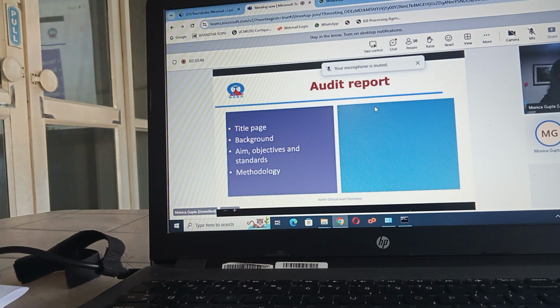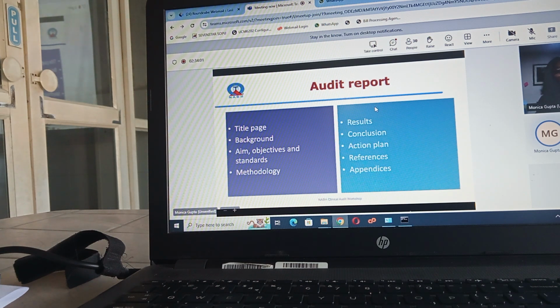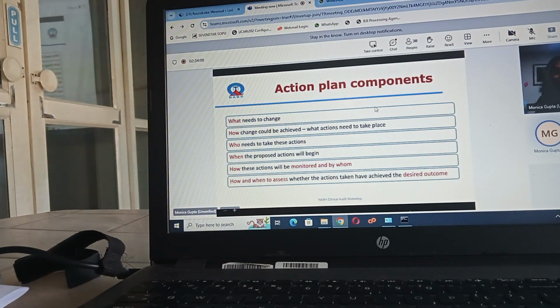So what should the report have? Like I just told you, please refer to the University of Bristol handouts. There should be a title page, which should include background, aims, objectives and standards, and the methodology of carrying out the audit, along with results, conclusion, action plan, references, and any annexure that might be there.